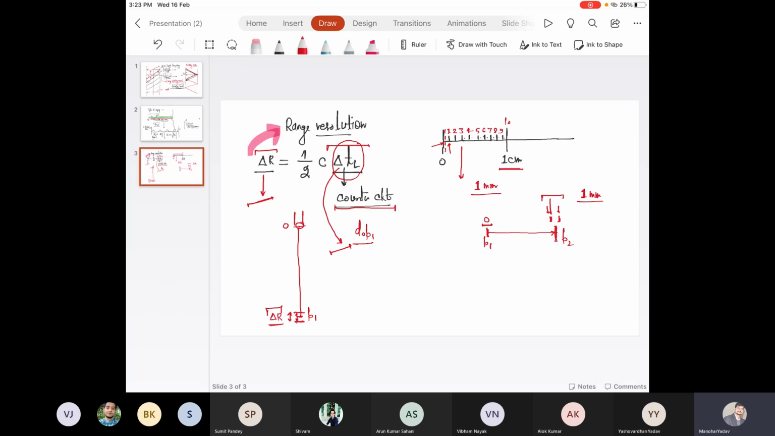Tell me, if we want to keep delta R in the range of, let's say, 5 centimeter, and we are comfortable with 5 centimeter range resolution, then what should delta TL be in that case? What should be the resolution of the counter circuit? Do the calculation and let me know. How many nanoseconds? Calculate, tell me the exact figure.